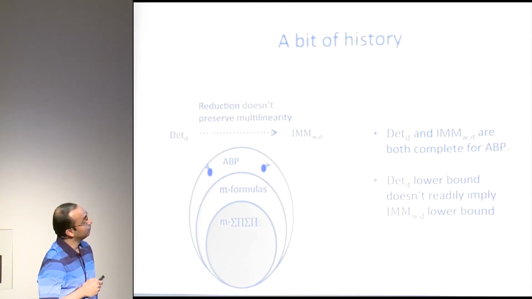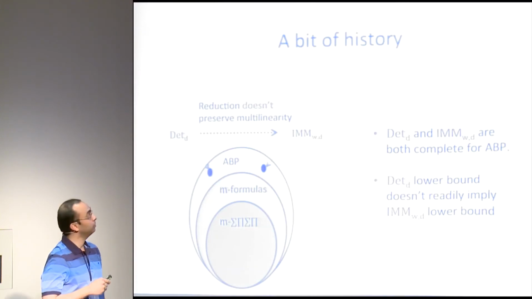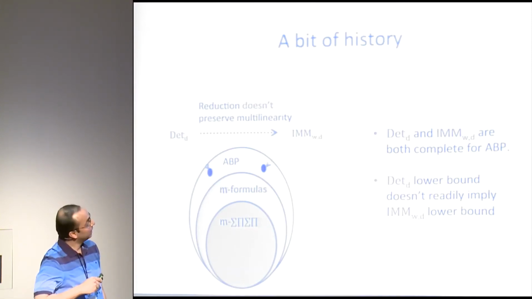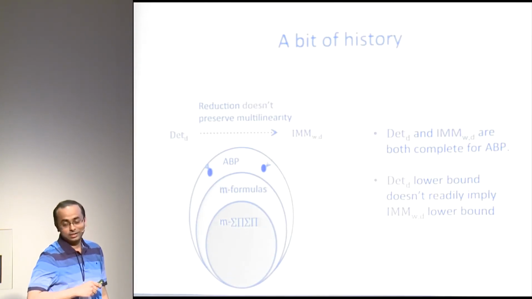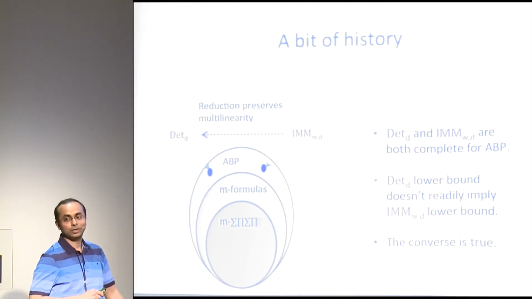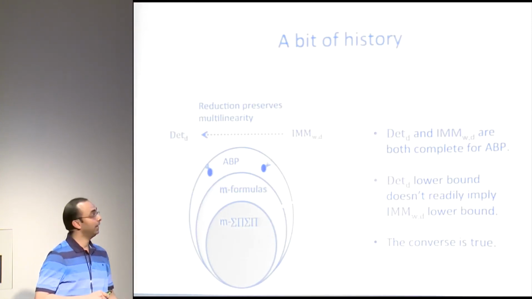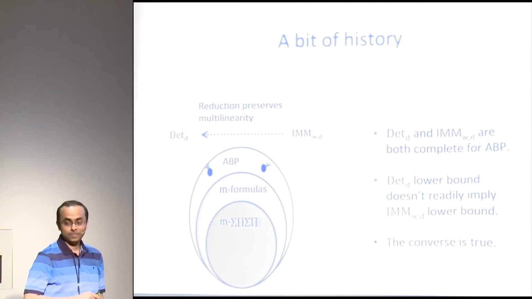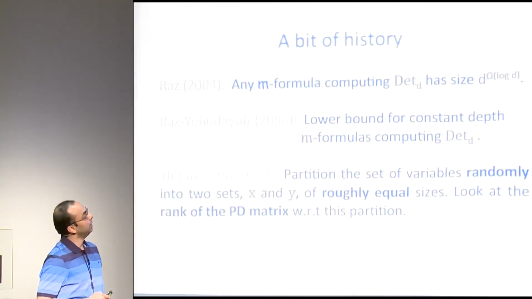The reason the determinant lower bound does not give an IMM lower bound for multilinear formulas is because of the reduction, and this is kind of strange: both are residing inside ABP and both are complete for ABPs, so you can reduce one to the other and vice versa. It turns out that the reduction from determinant to IMM does not obey multilinearity. But the other way, it does. So if you prove a lower bound for IMM, that will immediately imply a lower bound for the determinant, but not vice versa, against multilinear formulas.